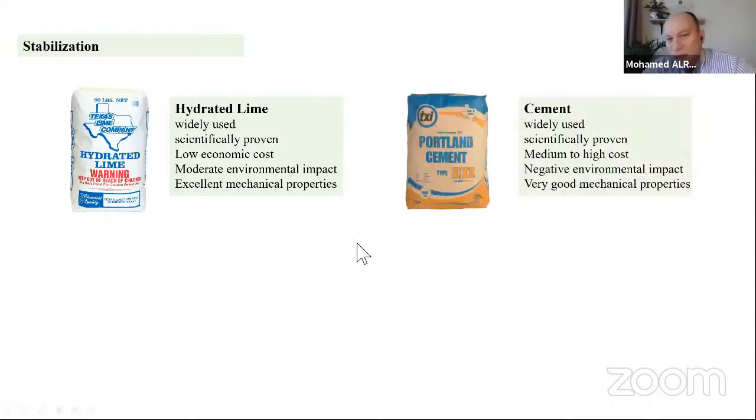The second stabilizer is cement. It is also widely used and scientifically proven, but it has a negative environmental impact. We know the problems of pollution behind the cement industry. It also gives good mechanical results.